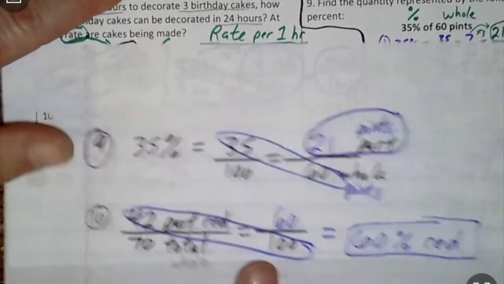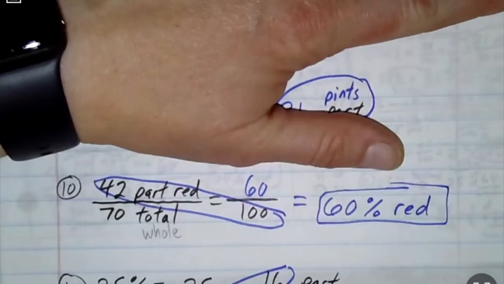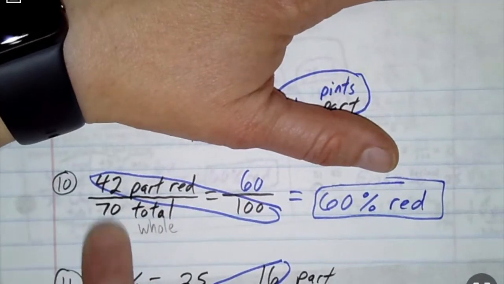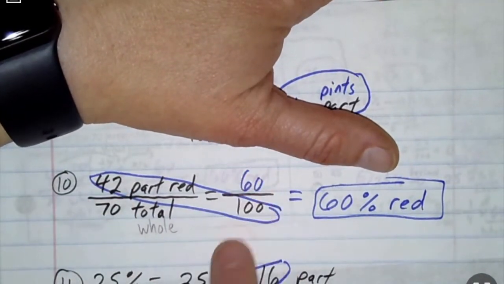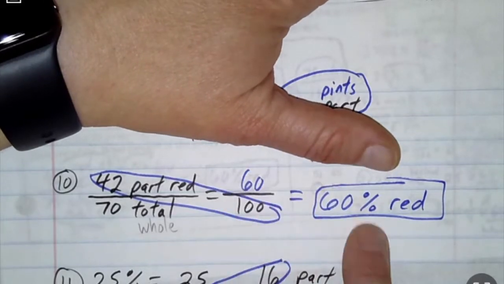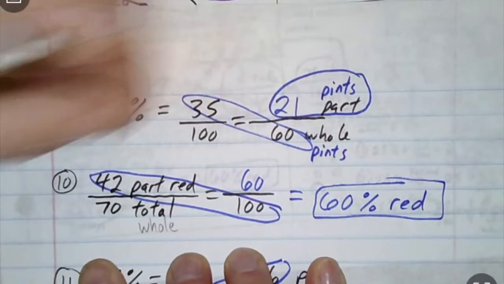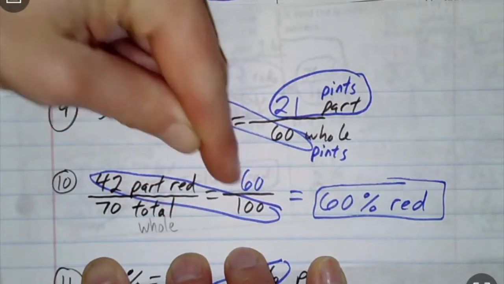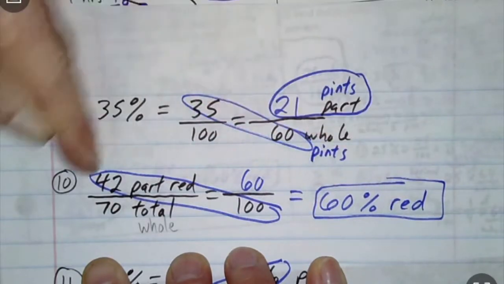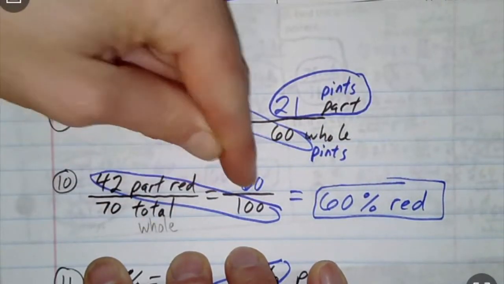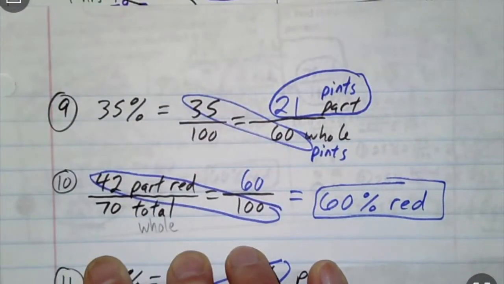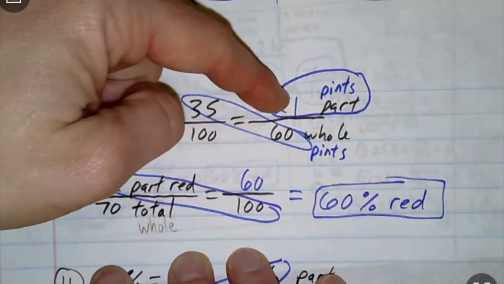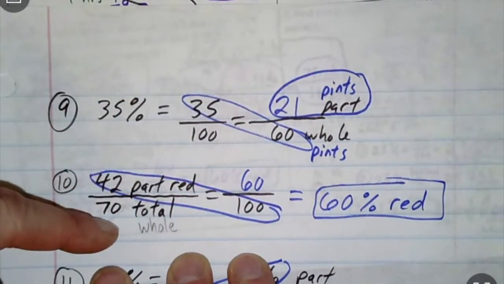So I want to set it up this way, looking at this particular problem here. They've given us the part, 42, out of the whole, which is 70. So part out of the whole, we're looking for what is that number out of 100, because whatever that number is will be our percent. So when you solve this one, 42 times 100, do cross products, divide by 70, you're going to get 60. 60 out of 100 is 60% red. So you know the part that's red out of the whole, and you can find what that number would be out of 100, so that's your percent red. So this one gave us the percent and the whole. We had to find the part. This one gave us the part and the whole. We had to find the percent.